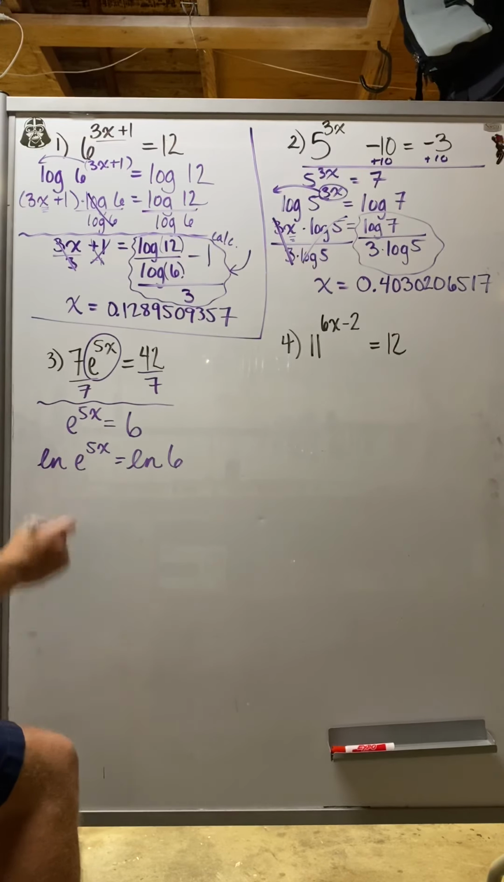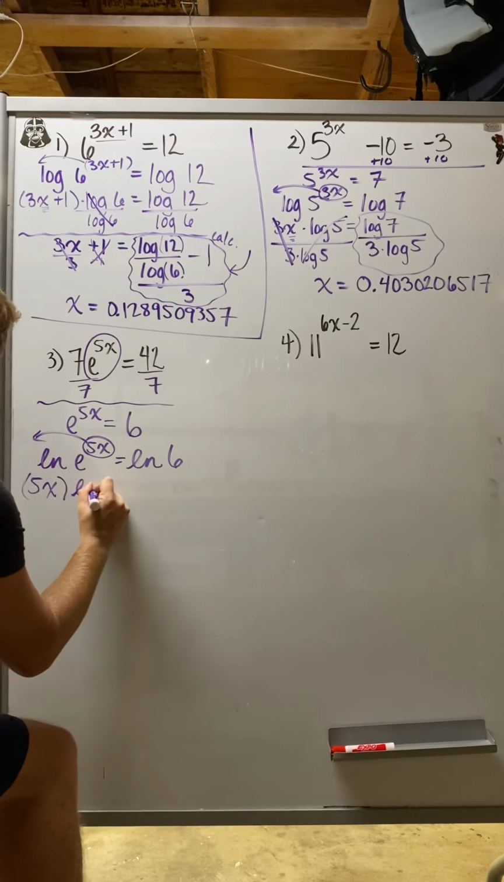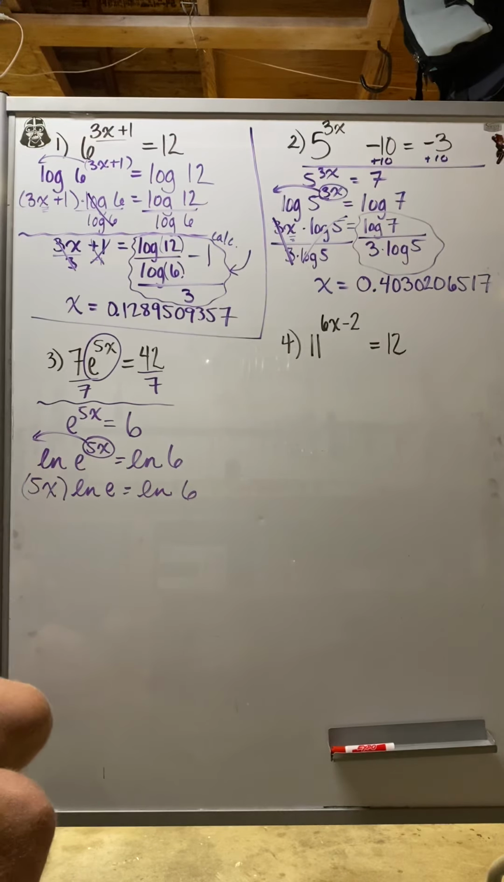So what do we do now? We apply our properties. 5x is in a power. Where do powers belong when we're in log form? They belong in front of our log stuff. So we have 5x times ln e is equal to ln of 6. But here's what we need to remember: ln e is actually log base e of e. If you type ln e into your calculator, you'll find out that this expression right here is just equal to 1.